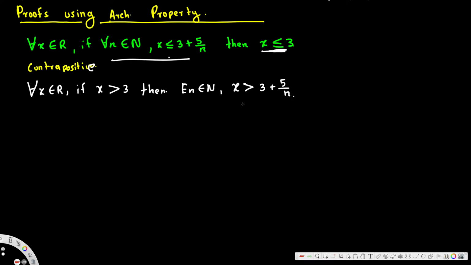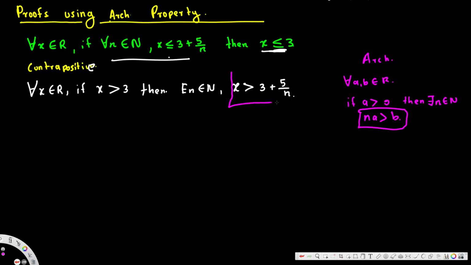The next thing is we are going to use the Archimedean property. Now let's look at the general form of the Archimedean property. It says when we have for all a, b belongs to the real numbers, if a is greater than 0, then there exists an n belongs to the natural numbers such that na is greater than b. Okay, so here we are going to do the same thing. First we have to bring this pattern to find out what a, b and n are. n will remain the same. We have to find out what a and b are.